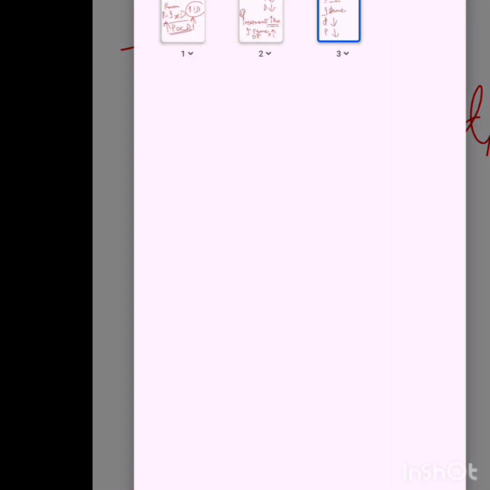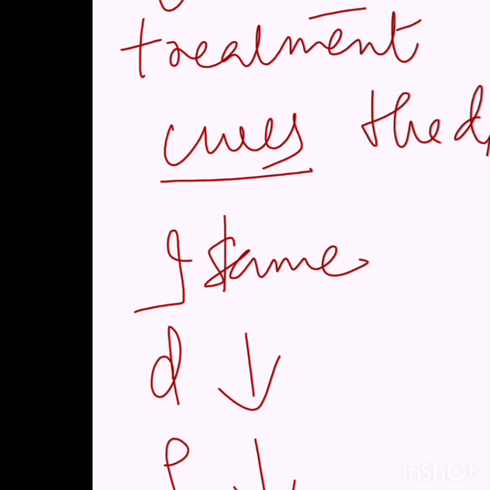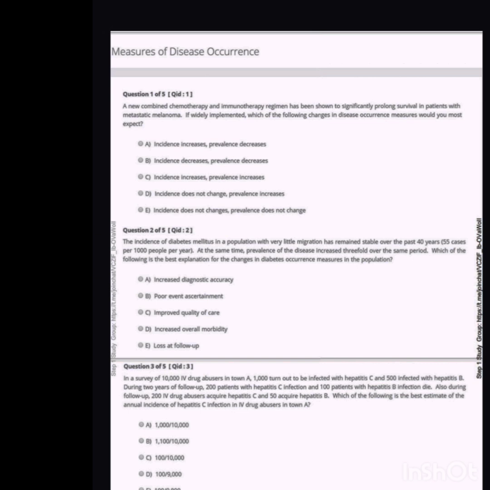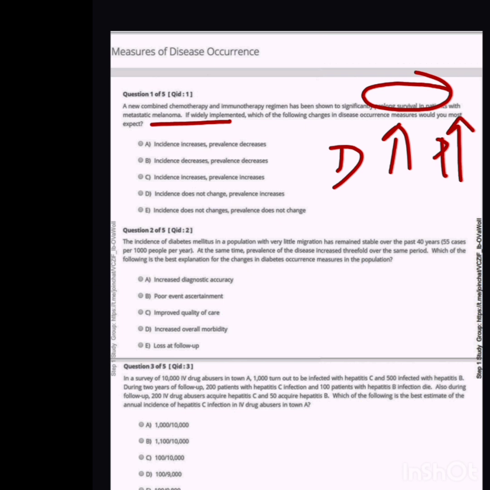Let's go back to the question. Here in this question, the new combined chemotherapy and immunotherapy regimen prolongs the survival. We have already discussed, if it prolongs the survival, then duration increases, so prevalence also increases, and incidence remains the same. So option D is the right answer. Understood, all of you? So revise this question and solve more questions based on this type of concept.